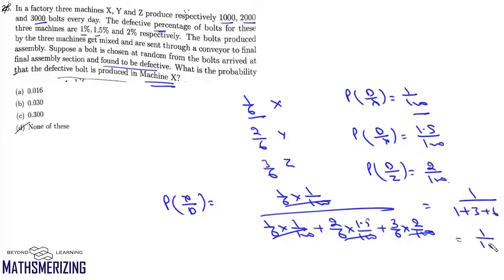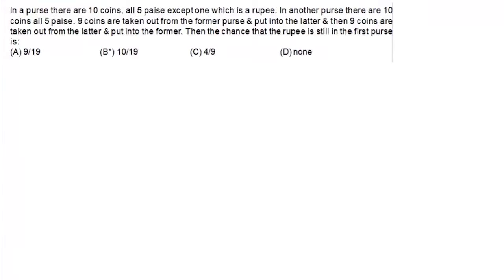So it will be simply 1 by 10, which is none of these. Option number D. Now here the question is, in a purse there are 10 coins, all 5 paisa except one, which is a rupee. In another purse there are 10 coins, all 5 paise. 9 coins are taken from the former purse and put into the latter, and 9 coins are taken out from the latter and put into the former. The chance that the rupee is still in the first purse is, now we need to find the chance that the rupee is still in the first purse.